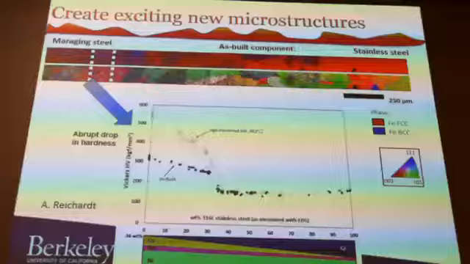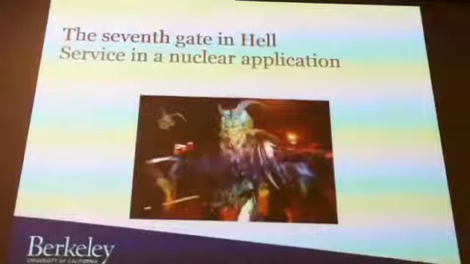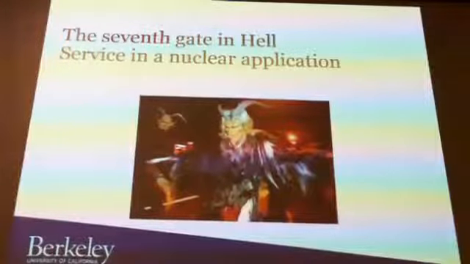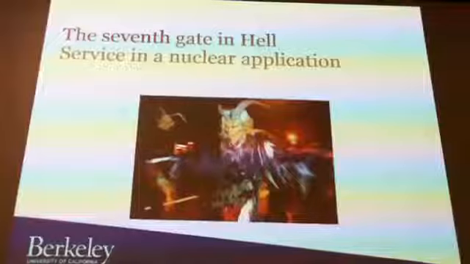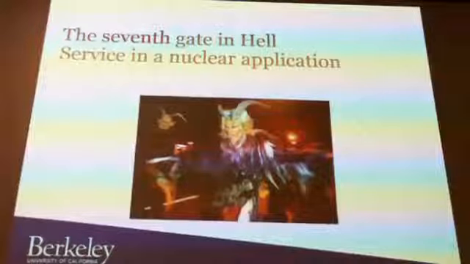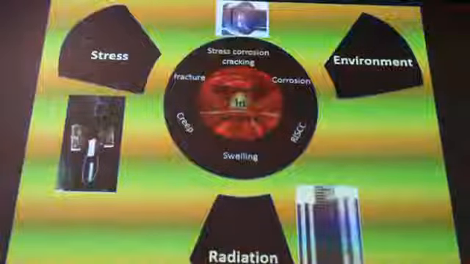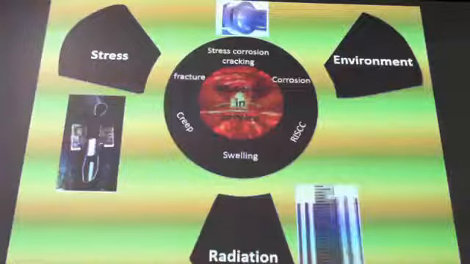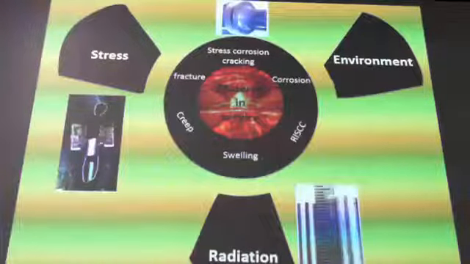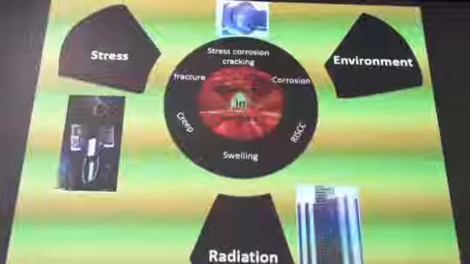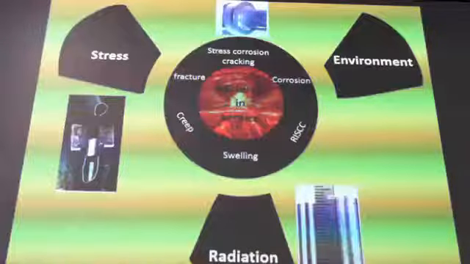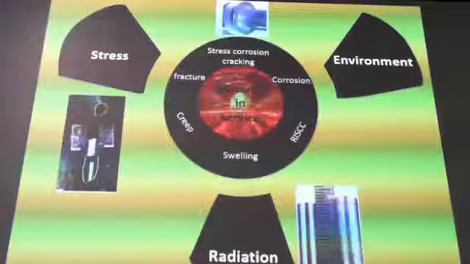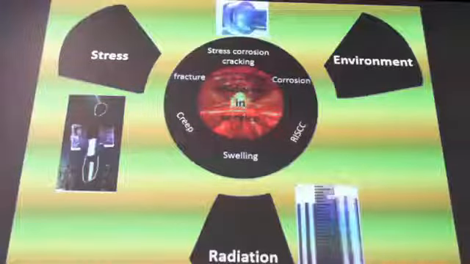Now, an important question, however, is then the seventh gate of hell, right? It's our favorite one since we're in the nuclear engineering department, which is truly the nuclear application. So in the seventh gate of hell, the material experiences stress, the environment, and the radiation, which is causing stress corrosion cracking, corrosion, radiation induced stress corrosion cracking, swelling, creep, fracture, what have you. And the material in service supposedly has to last through these conditions. And that is obviously a challenging process.